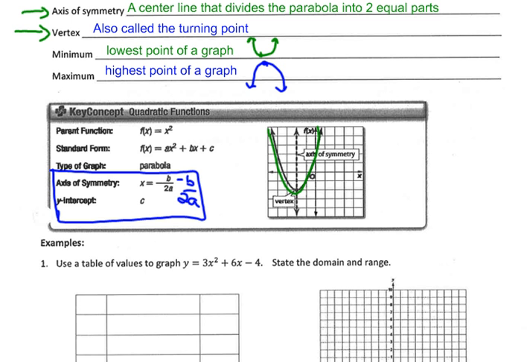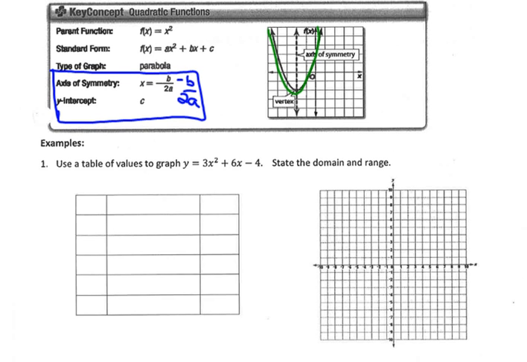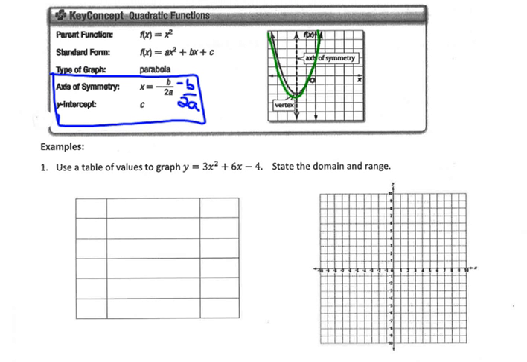And we're going to be talking about a bunch of different ways that we can graph these and solve them. So when I'm doing this, here they want me to use a table of values to graph y equals 3x squared plus 6x minus 4. Well, I have to know where to start with my table of values. So I'm actually going to first start by finding my axis of symmetry. So I'm going to do x equals negative b over 2a.